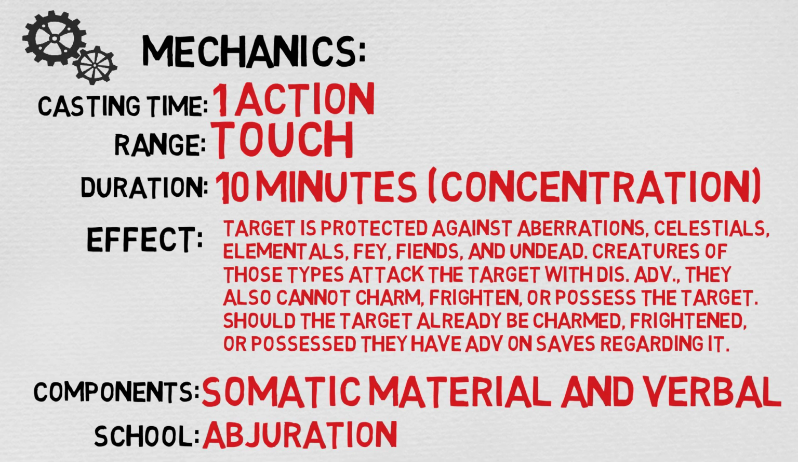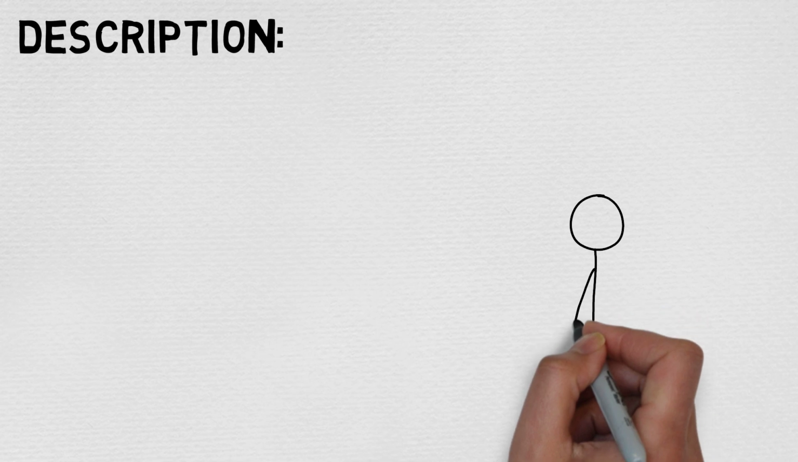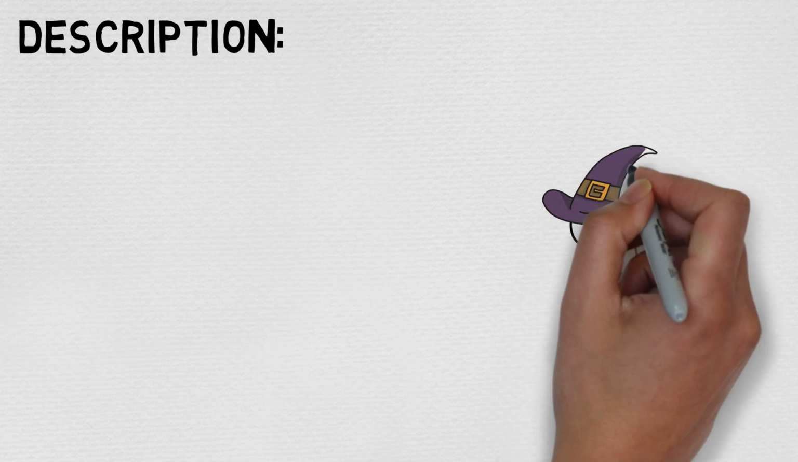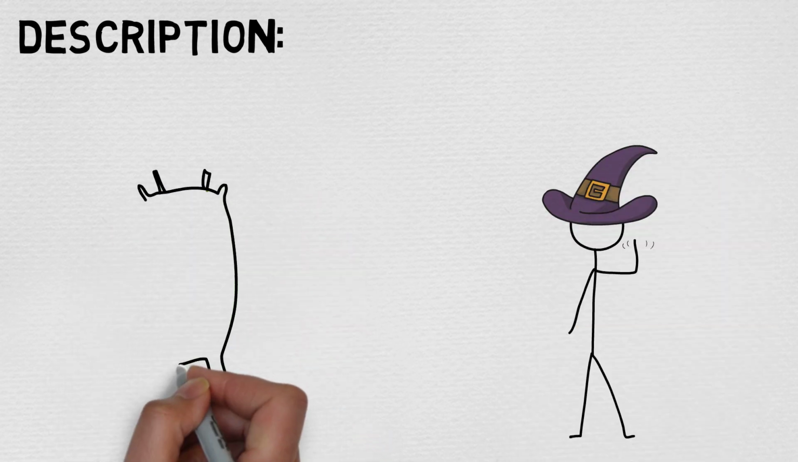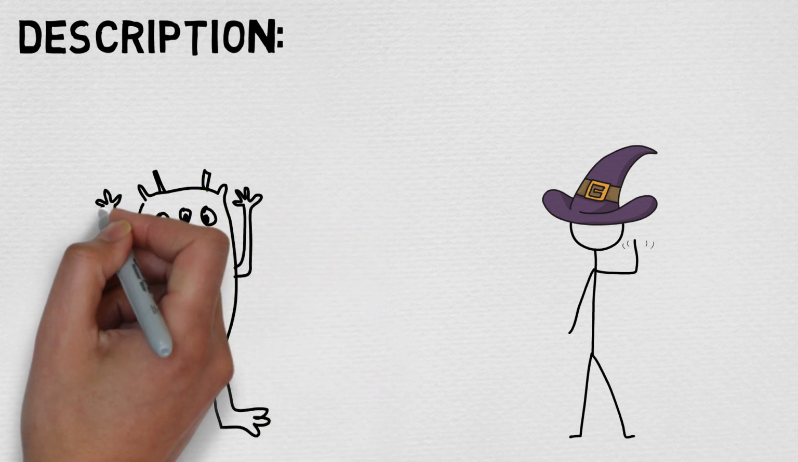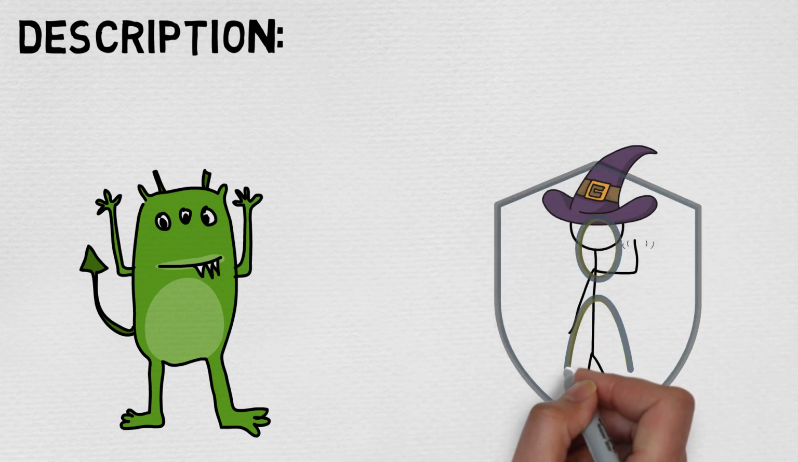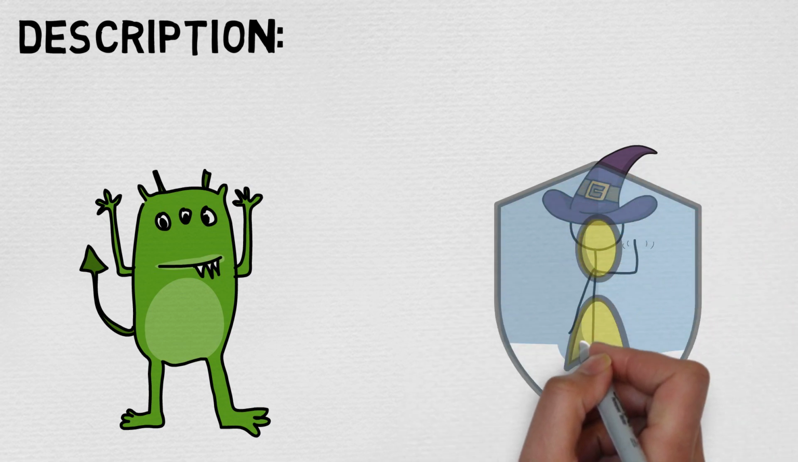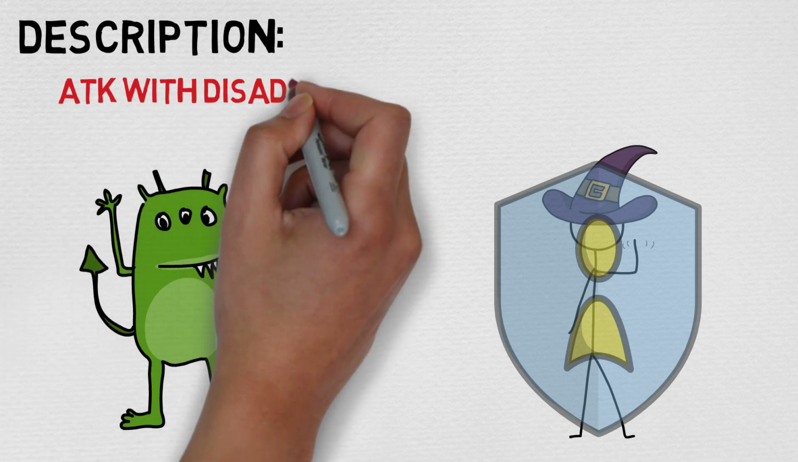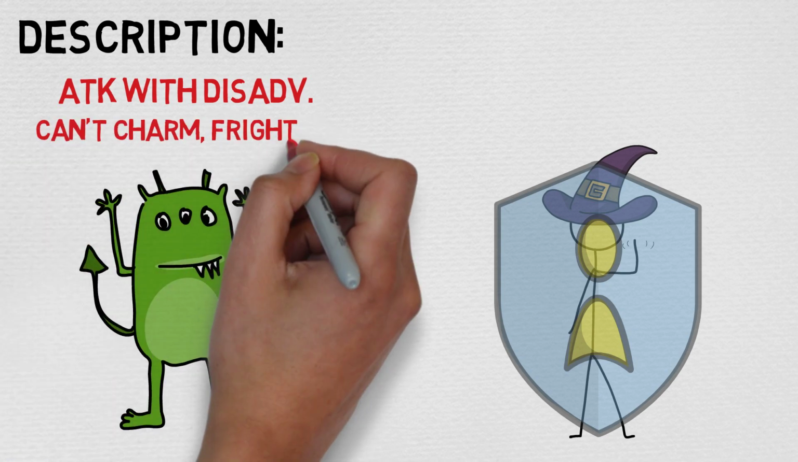Now, let's move on to the full description and kind of flesh this out and talk about it for a little bit. Until the spell ends, one willing creature you touch is protected against certain types of creatures: aberrations, celestials, elementals, fae, fiends, and undead. The protection grants several benefits. Creatures of those types have disadvantage on attack rolls against the target. The target also can't be charmed, frightened, or possessed by them. If the target is already charmed, frightened, or possessed by such a creature, the target has advantage on any new saving throws against the relevant effect. And it's holy water, powdered silver, and iron, which the spell consumes, as its material components.